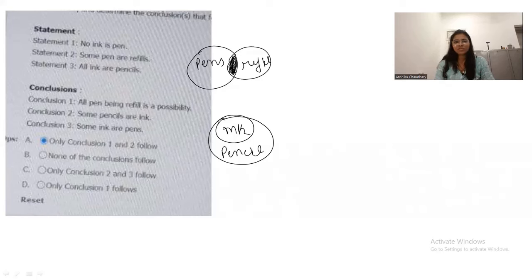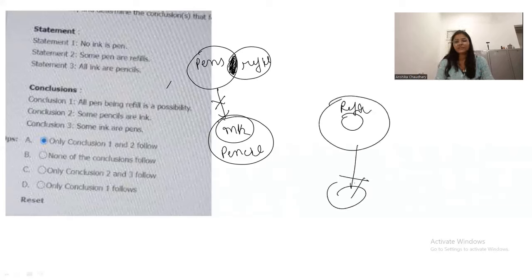No ink is a pen. So this can be the diagram. Now follow the conclusion. The conclusion is all pen being refilled is a possibility. That means, is there any possibility that all pens can be refills? If we make the diagram like this, like all pens are refilled, and hold the diagram as it is, the statements will not get affected. So it is a possibility that all the pens can be refilled also. So conclusion one follows.